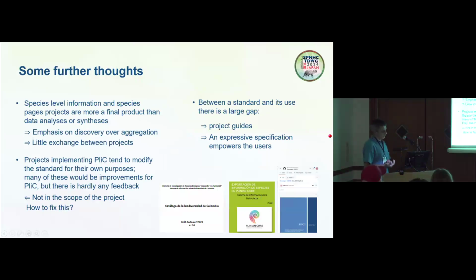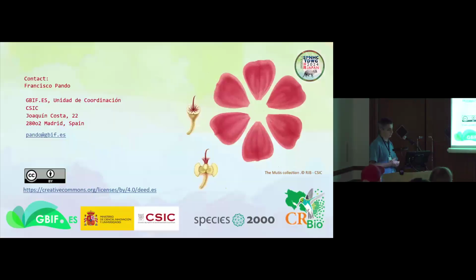And then just to finish, to review a few other aspects. First, species level information is more like a product than data for analyzing. And in that regard, the data aggregation occurs very little, and the emphasis is on discovery. Then all of these projects do their own developments, and some of them could be used to improve the standard, but the feedback doesn't occur. And third, there is quite a space between the data specification and using it. And in that aspect, these projects also develop their own guides on how to use pre-anchor. And with this, I finish my presentation, and I hope I have time for questions. Thank you.